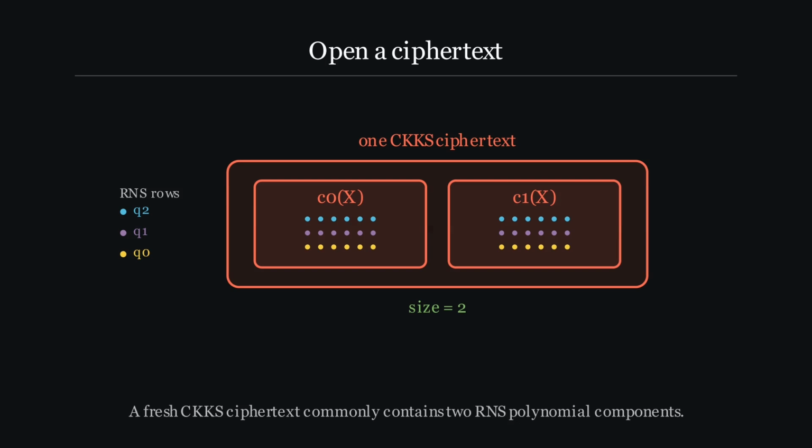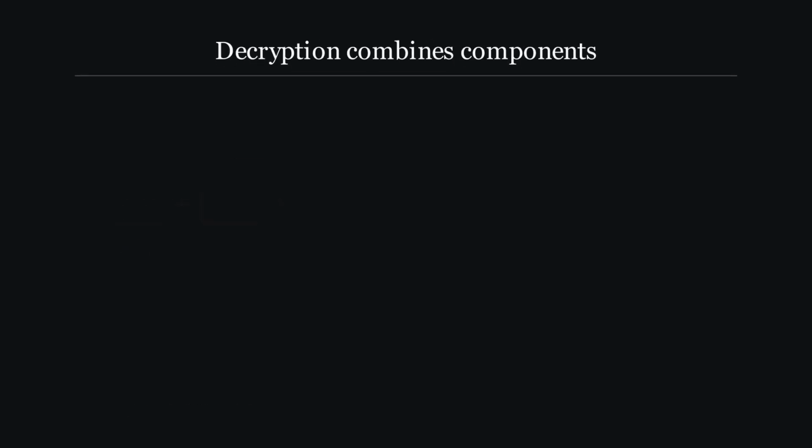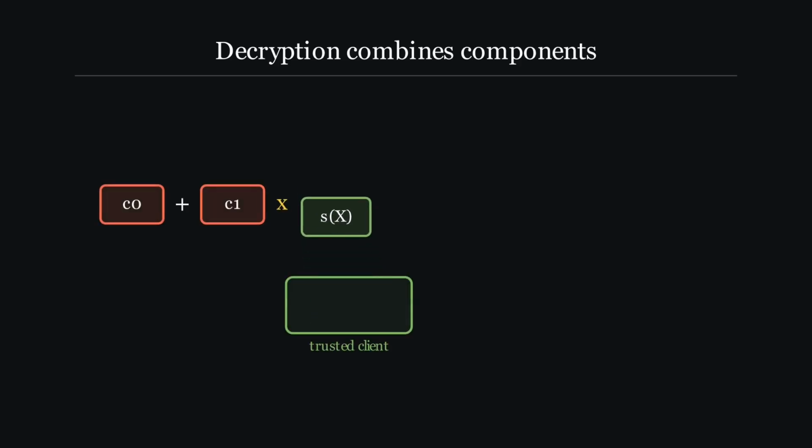These are not two independent encrypted messages. Together they form one fresh ciphertext whose component count, or size, is commonly 2. Decryption explains why both components belong together.